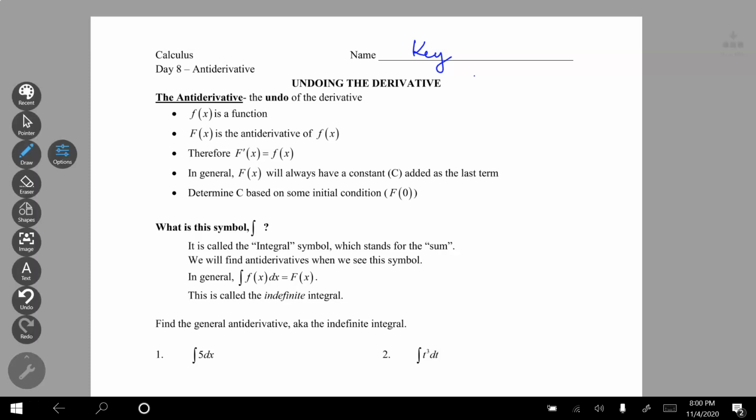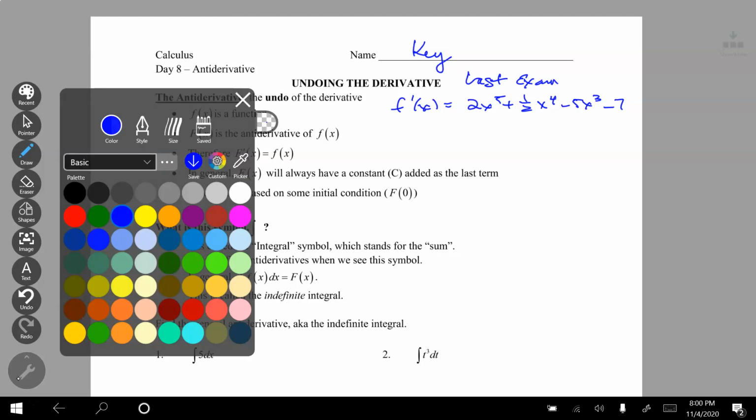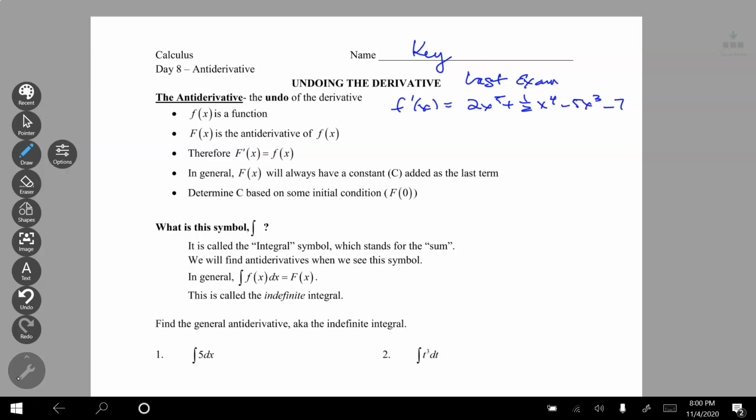So if you recall, in the last exam I gave you something like this. Maybe not exactly that. I gave you f prime of x equals 2x to the fifth plus 1/2 x to the fourth minus 5x cubed minus 7. Not exactly, but something like that. And we were doing the antiderivative. I said you had to find the original function.